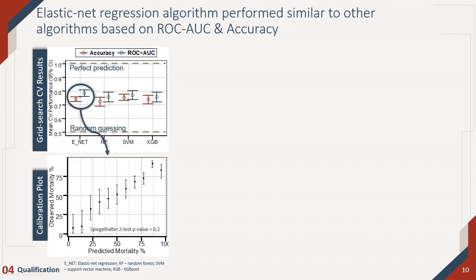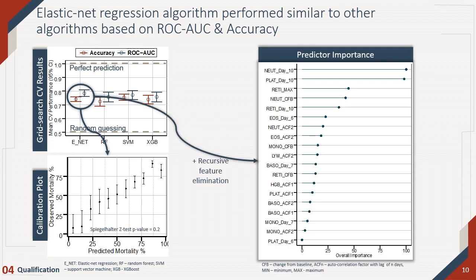Using this model, I tested it for model calibration by comparing the predicted probability of mortality to observed event rate, and you can see that both of them matched well. The Spiegel-Halter z-test also resulted in an insignificant p-value, suggesting that the model is well calibrated. Using the final elastic net model, I performed recursive feature elimination and obtained 19 features in the final model with neutrophils and platelets as the top predictors of mortality.